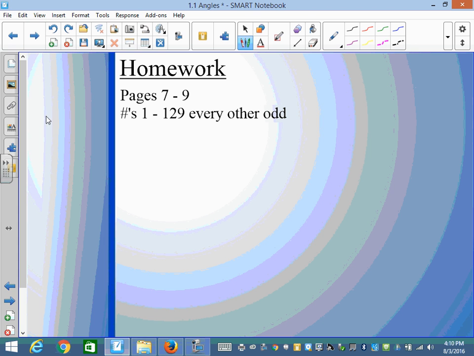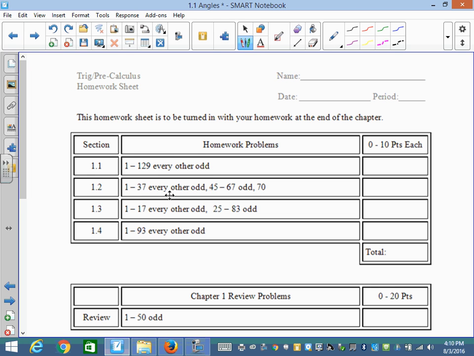So we get a homework. This is every other odd, so I don't want you guys panicking over it. If you do 1 through 129 and then divide it by 4, you're going to get a reasonable number of problems. Please start the homework. I know this video was very long. I also want to point out that you will be getting a sheet that will have your homework problems on it, and it usually will identify the page number. These are not assigning the page number, so we'll figure it out.